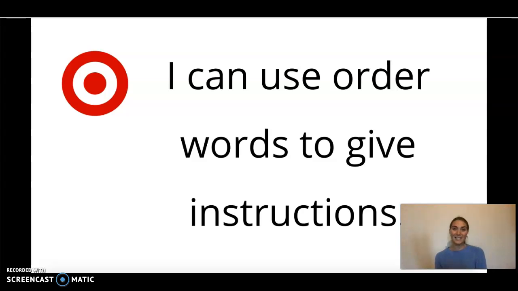Our target skill for today is I can use order words to give instructions. Do you know what instructions are? Have you ever followed instructions? I know that you have because I have given you instructions before. Instructions are commands that tell us how to do something or tell us what to do. When we use order words with our commands, they're called instructions.